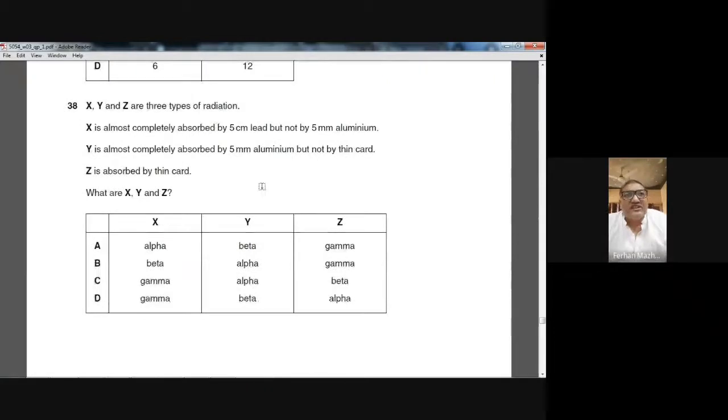X and Y are 3 types of radiations. X is almost completely absorbed by 3 centimeters of lead, but not by 5 millimeters of aluminum. X is gamma rays. Y is almost completely absorbed by 5 millimeters of aluminum, but not by thin card. So Y is beta particles. And Z is absorbed by thin card. That's alpha. It's a famous experiment. The gammas cannot be stopped by the aluminum. So X is gamma rays, Y is beta rays, Z is alpha particles. So D is the choice. Question number 38, D is the right option.